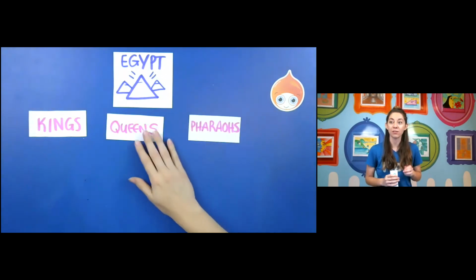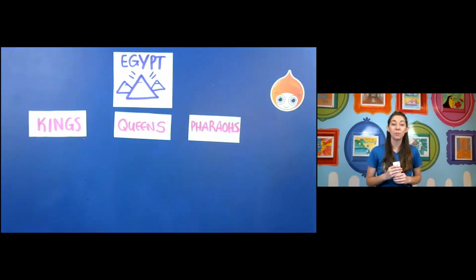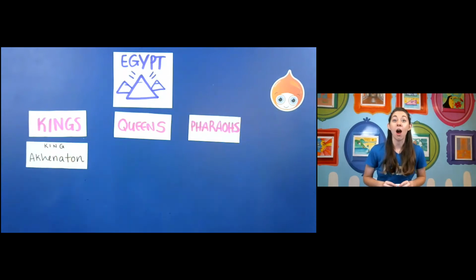Now, you might have heard of these people before. We've heard of these titles, but let's learn a little bit about who these kings and queens and pharaohs are. A very famous king, his name is Akhenaten. So if you can say that with me, say Akhenaten. It's a really big word. He's an ancient Egyptian king.